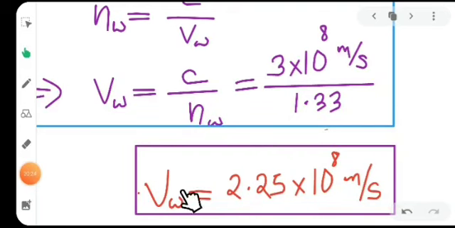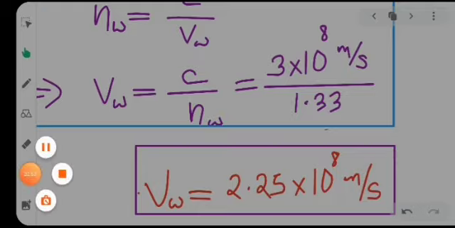And the value of velocity of light in water is found to be 2.25 into 10 raised to 8 meter per second. Since this is a scientific notation, I am writing it in this manner. So it's less than the velocity of light in vacuum, obviously, because it is 3 lakhs and it is only 2.25 lakhs kilometers per second. I use lakhs when I say kilometers, and it is not for meter per second.